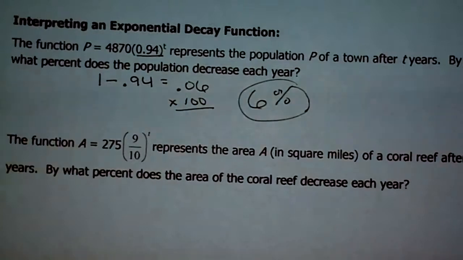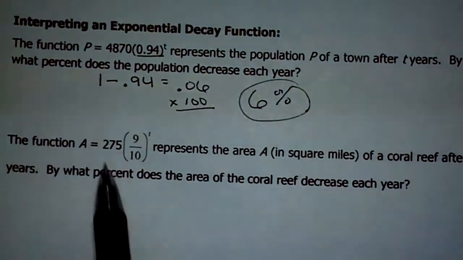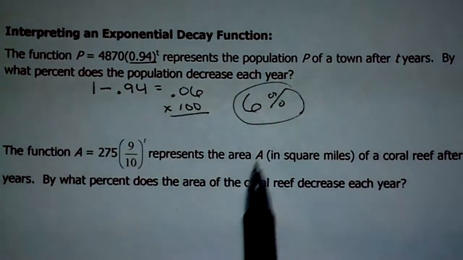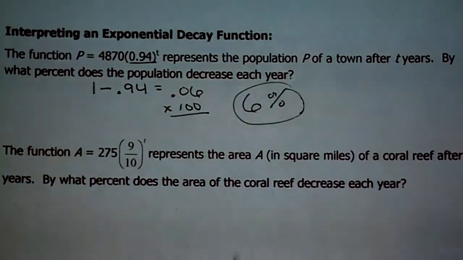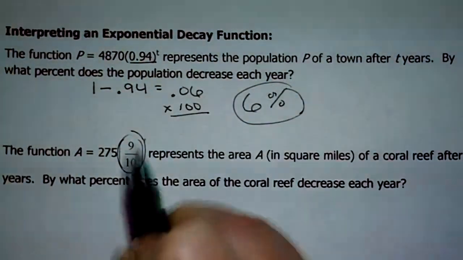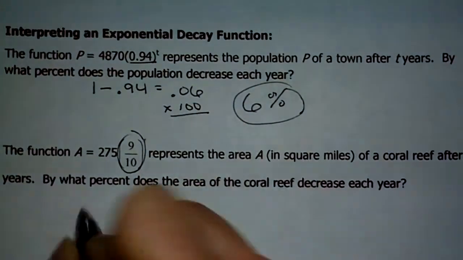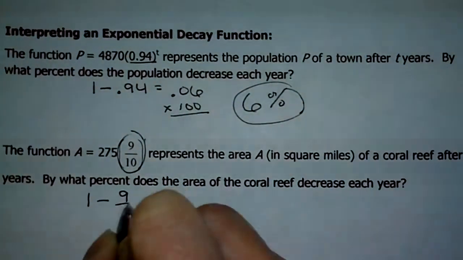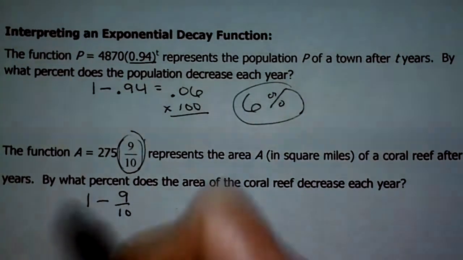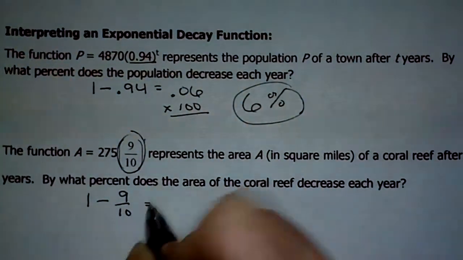Alright, the next question says, a function A equals 275 times the quantity of 9/10 to the t power represents the area A in square miles of a coral reef after t years. By what percent does the area of the coral reef decrease each year? So I'm asking you by what percent. That means I need to undo what's going on in here, right? So to get this, we need to subtract 9/10 from 1. Well, 10/10, because that's what this really is, minus 9/10 gives me 1/10, right?